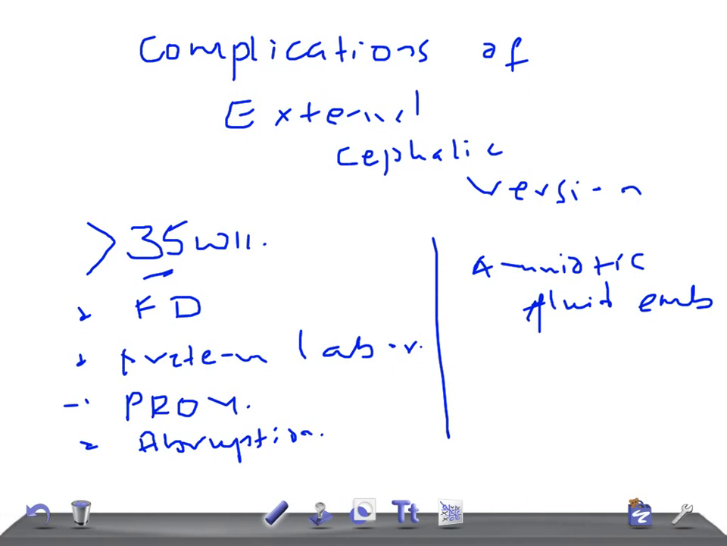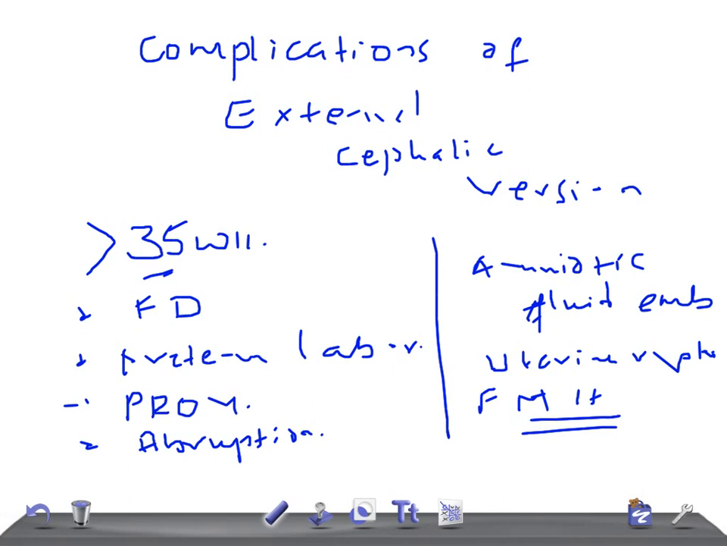And uterine rupture is really very rare. Okay, and a feto-maternal hemorrhage can take place. Feto-maternal hemorrhage, guys.